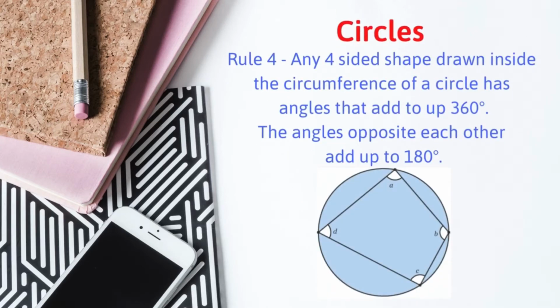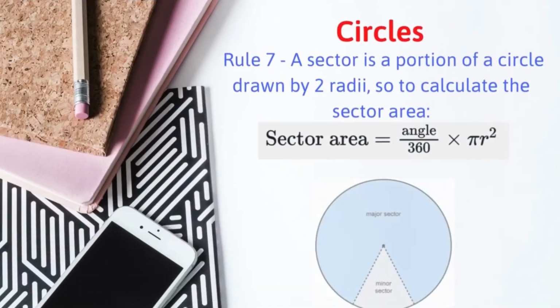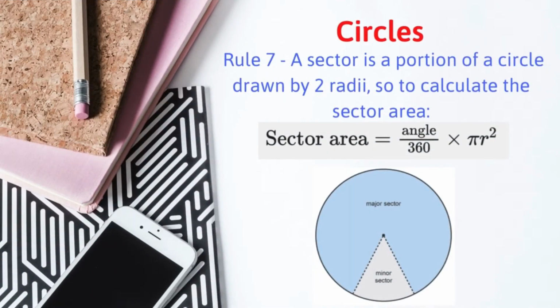Rule 4. Any four-sided shape drawn inside the circumference of a circle has angles that add up to 360 degrees. The angles opposite each other add up to 180 degrees. Rule 7. A sector is a portion of the circle drawn by two radii. So to calculate the sector area, we do the angle divided by 360 degrees times pi r squared.